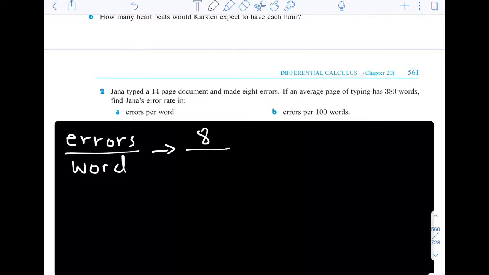And it told us that she typed 14 pages, and on each page had 380 words. So we'd have to have 14 times 380. So when I put that into my calculator, I'm still going to have 8 on top, because there's 8 errors for how many words do we have in the entire document. We're going to have to multiply 14 times 380, and we get 5,320.